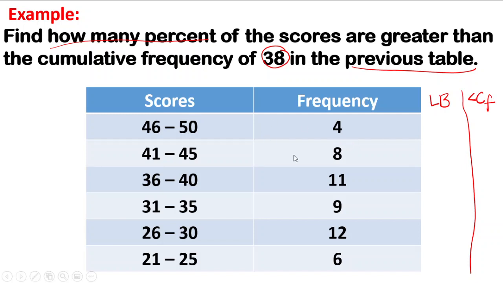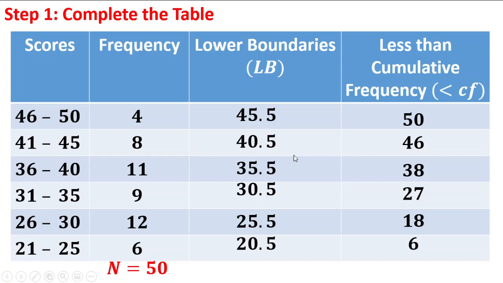Now, after completing the table, say we're done completing the table, let us review again how do we get the lower boundary. To get the lower boundary, just simply subtract 0.5 from the lower limit of the given interval.